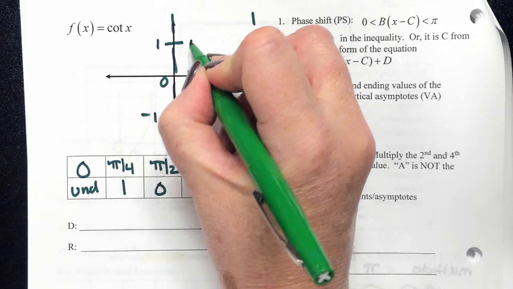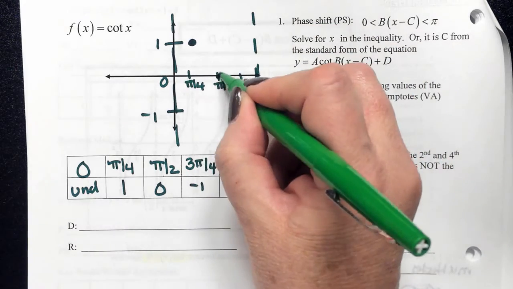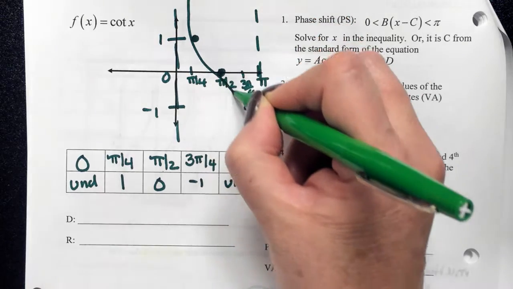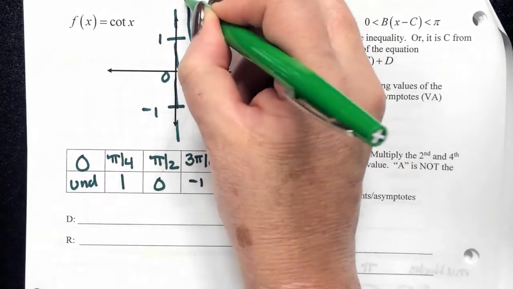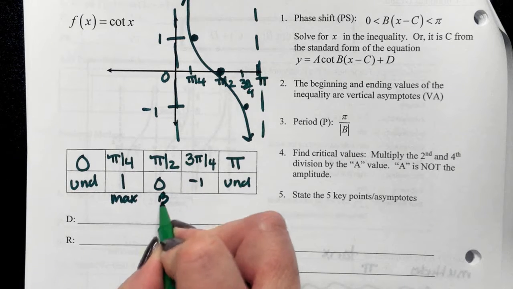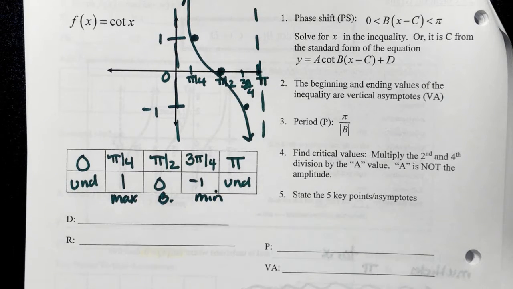So pi over 4, you're 1. Pi over 2 is 0. 3 pi over 4 is negative 1. So max, base, min. And you start and end with asymptotes. Yes, a cotangent looks a lot like a reflected tangent curve with a phase shift.